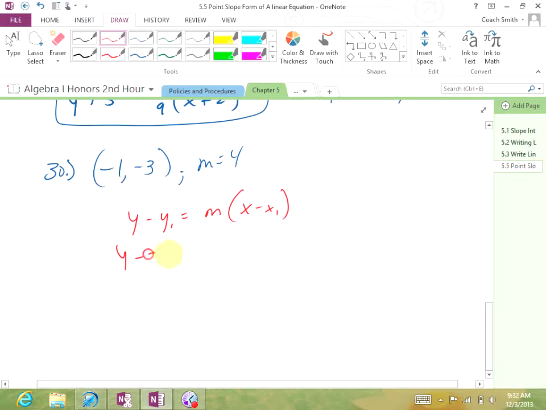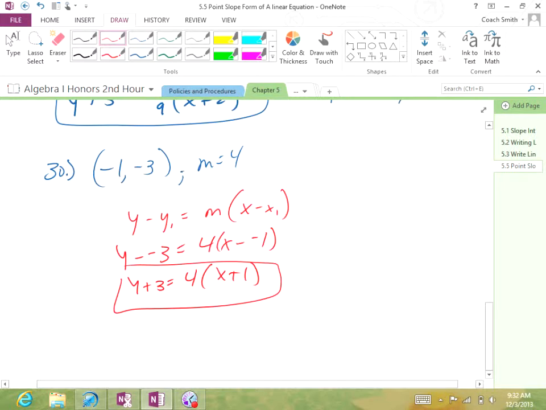Y minus negative 3 is equal to slope of 4, x minus negative 1, which means y plus 3 equals 4 times x plus 1. That's your answer. So when they give you the slope, it's a lot easier, obviously, because you don't have to do the extra step of finding a slope.